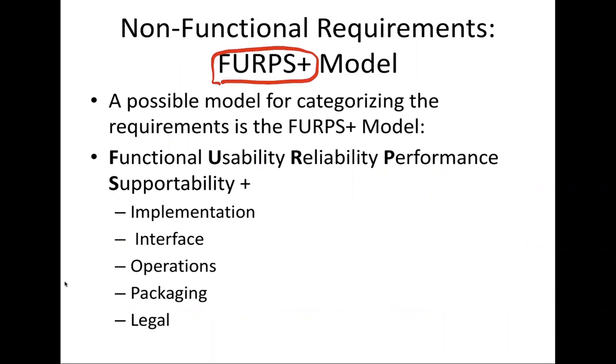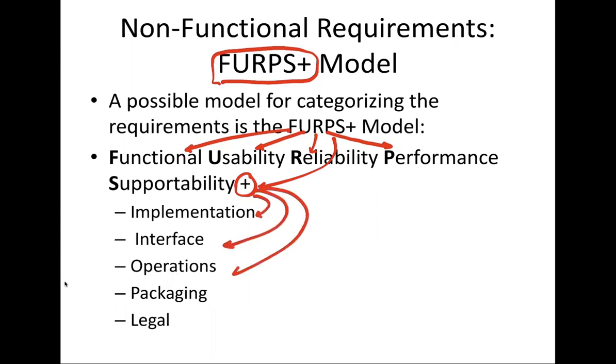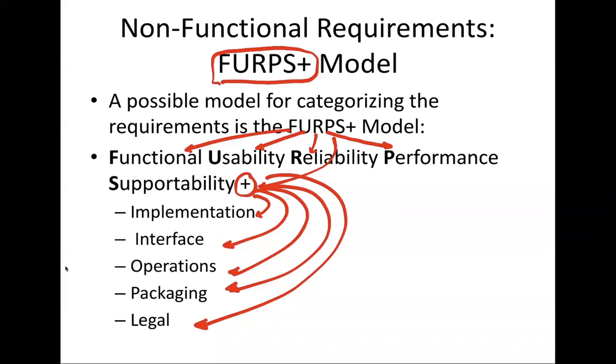What is the FURPS model? F stands for functional, U stands for usability, then reliability, then performance, and of course, supportability. And plus means any other thing that could be added for classification purposes, including implementation, the interface, the operation, the packaging scheme, and legal actions. So you classify non-functional requirements based on the usability, the reliability, the performance, even the functionality of those non-functional requirements, and the supportability of each non-functional requirement.